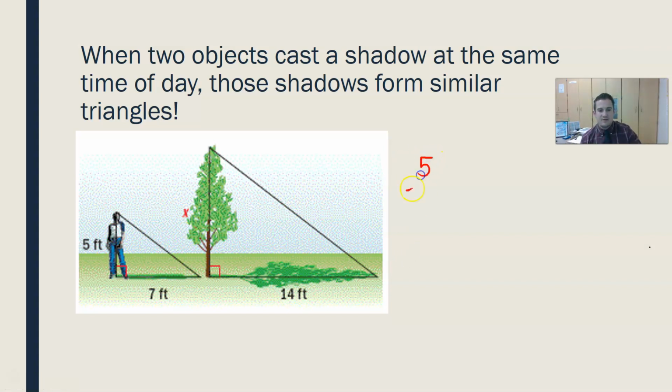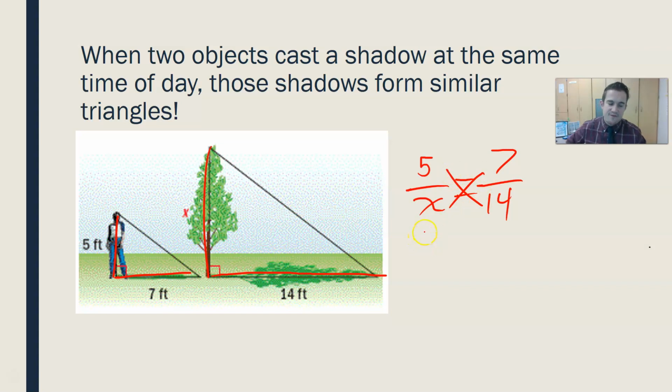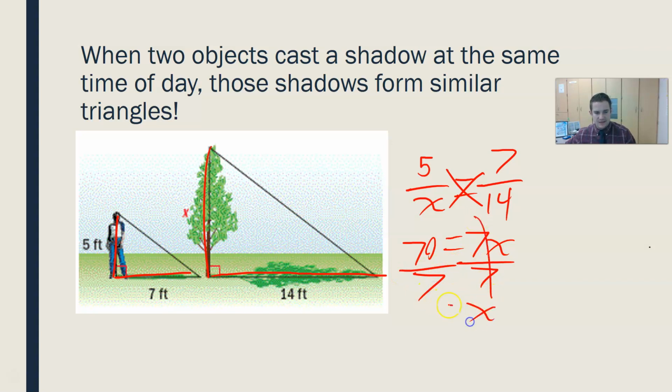So I can write 5 over x, height of the dude divided by the height of the tree, equals 7 over 14, the length of his shadow divided by the length of the tree shadow. So 5 over x equals 7 over 14. Well, if I cross multiply, I get 5 times 14, which is 70, I believe. 70 equals 7x. Then I'm going to go ahead and divide by 7, which gives me x equals 10. So the height of this tree is 10 feet.